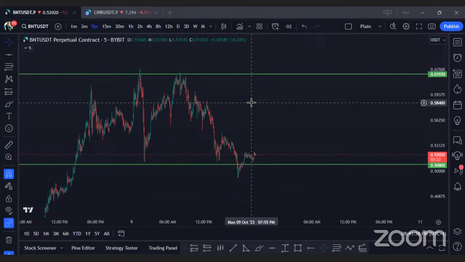So pick 3 tokens, we analyze them, save the chart for you, and these are the tokens you'll be looking at every day. When you see a setup, you take it. When you don't see a setup, you go and rest. Would that be okay?